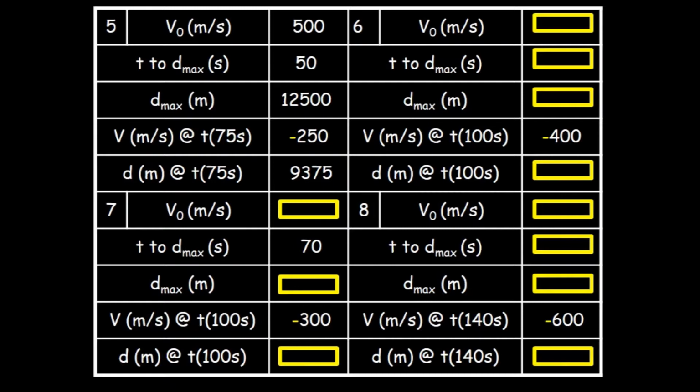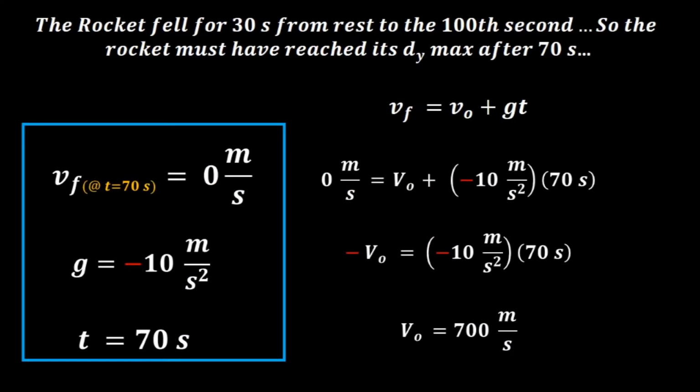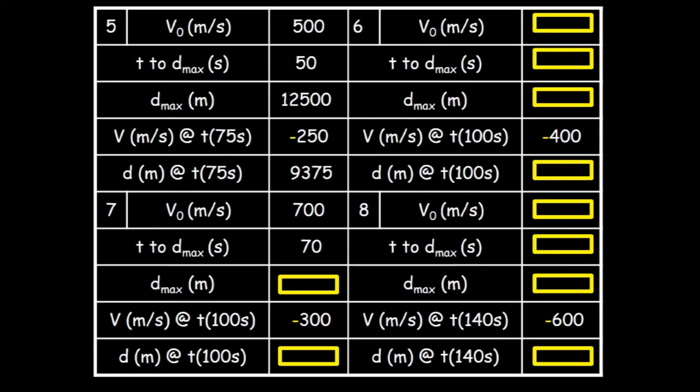Or we could look at it in terms of the prescribed equation, and that is Vf equals V naught plus GT. You know that Vf is 0 because it's reaching its max. When it reaches its max, the final velocity is 0. So therefore, plugging in, you see that the initial is going to be 700 meters per second.